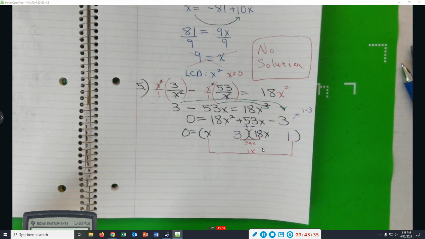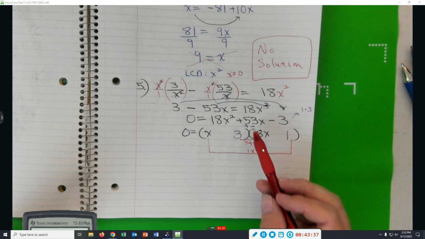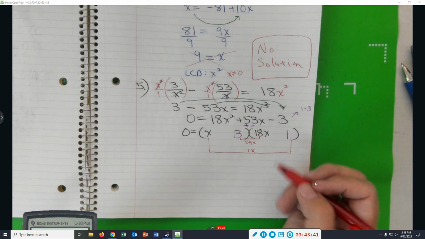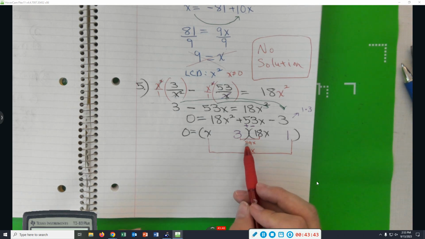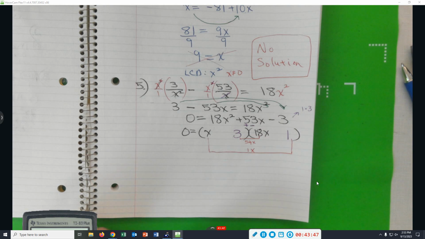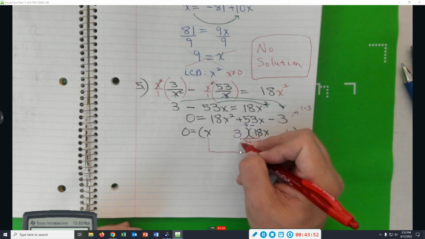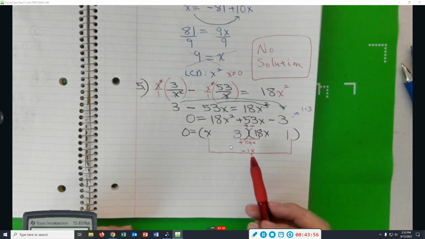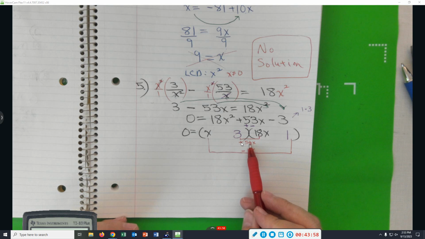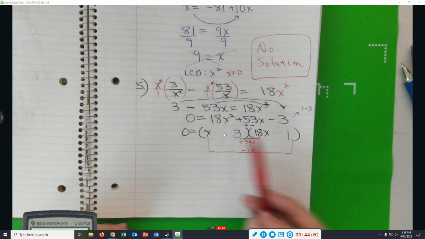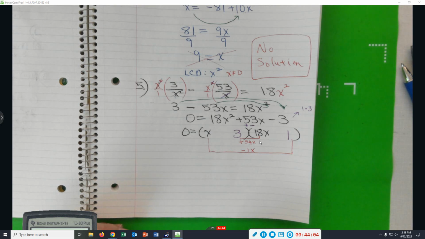We know we need 1 positive and 1 negative to get a positive 53x. Where should the plus go? Where should the minus go? Which one of these do we want to be positive to get a 53x? The 54 we want positive, minus 1x, I agree. So to get a positive 54, where should the plus sign go? In front of the 3 or in front of the 1?